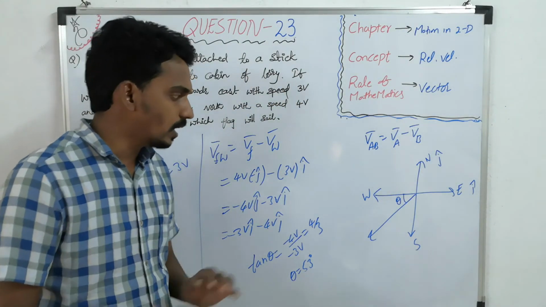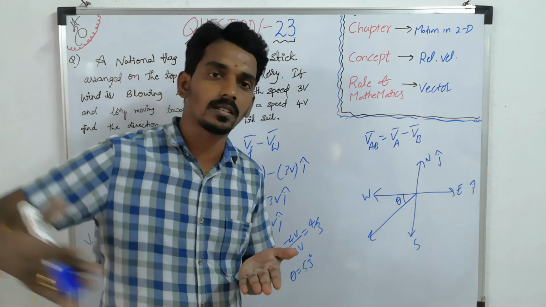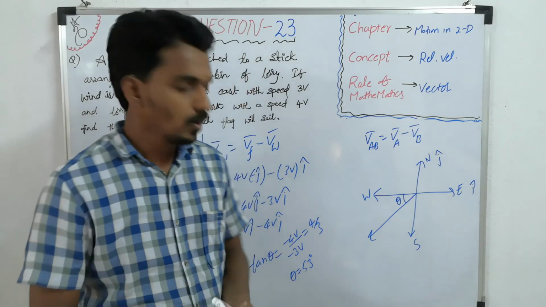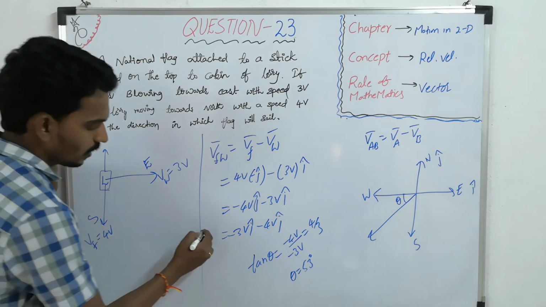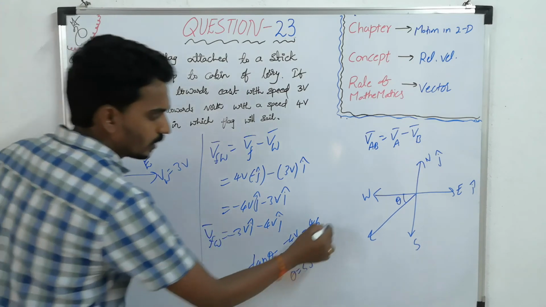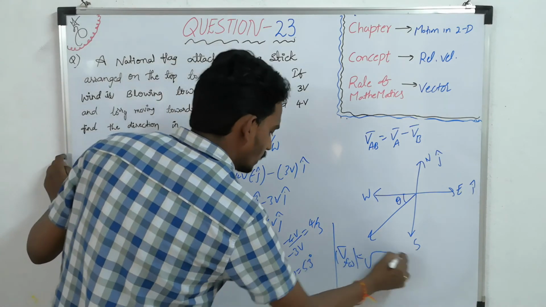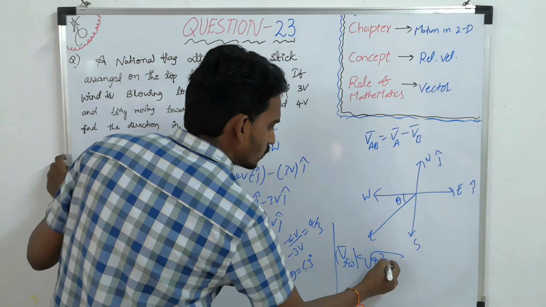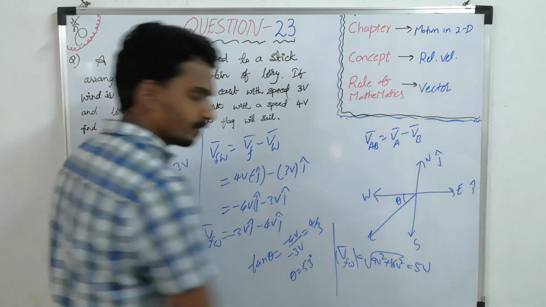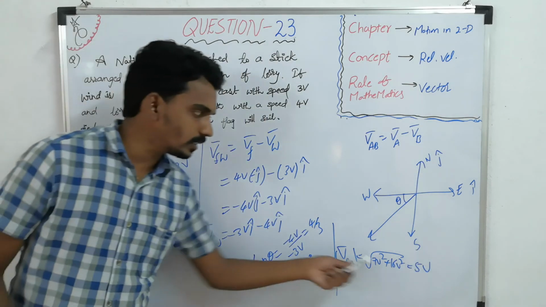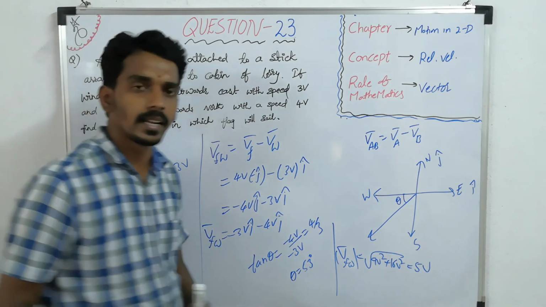I told you that when the angle is with west, you have to take west at last: south of west. What angle? 53 degrees. And what is the magnitude? If you want to find the magnitude, you have to take the magnitude of this relative velocity vector. That is under root 9v square plus 16v square, equal to 5v. So this is the direction, this is the magnitude. But here they are especially asking the direction.